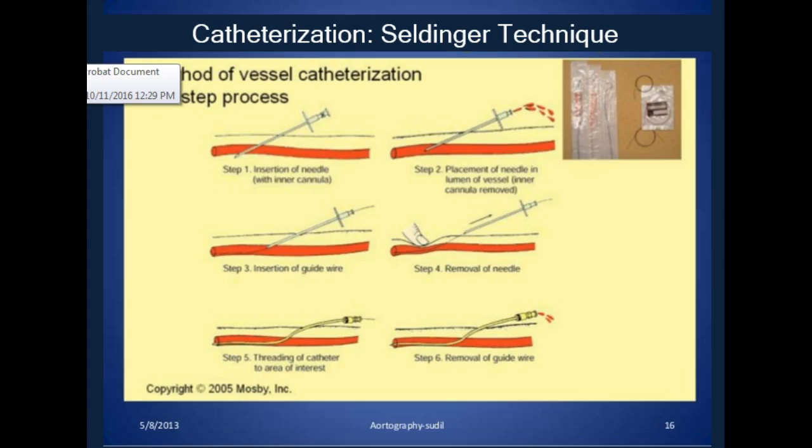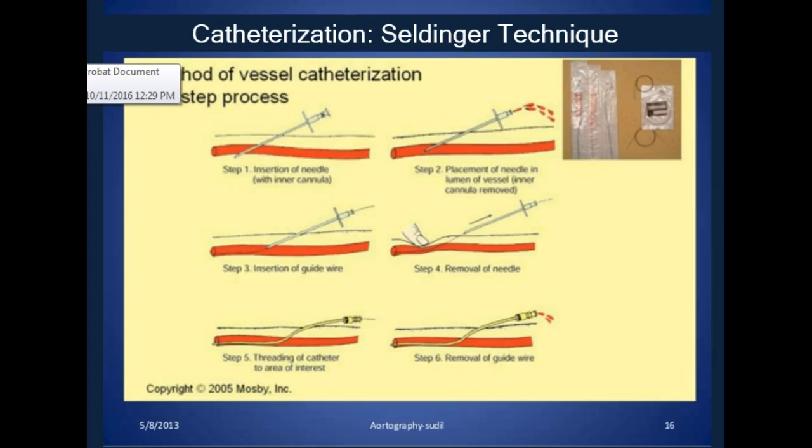So how do they gain access to the vessels for endovascular diagnostic testing and procedures? The Seldinger technique is often used for the percutaneous insertion of catheters into the vessel. The technique involves inserting a spinal needle with an inner cannula into the vessel until blood spurts from the cannula. Then a flexible guide wire is carefully threaded through the cannula into the vessel.